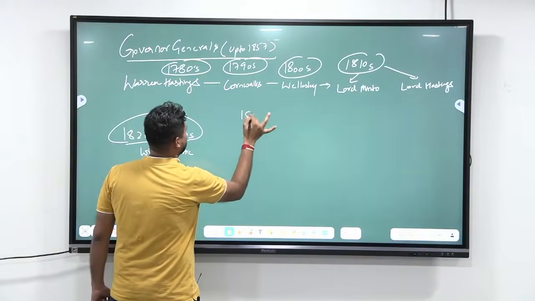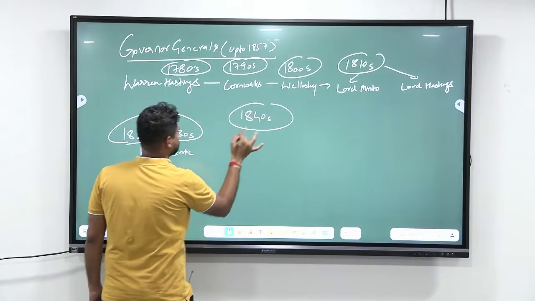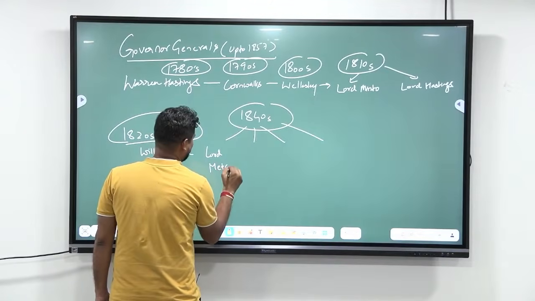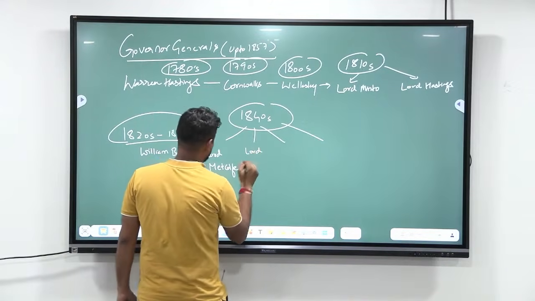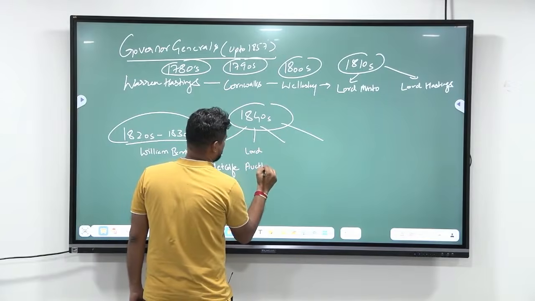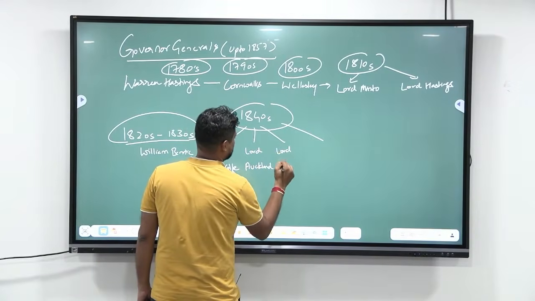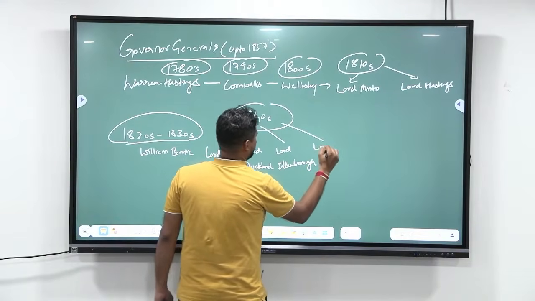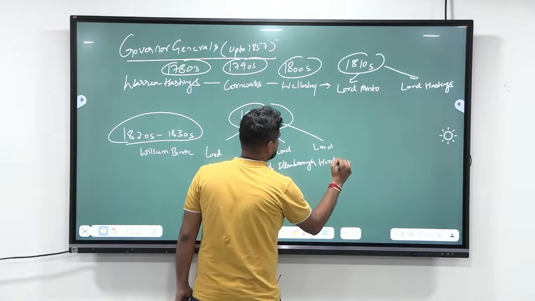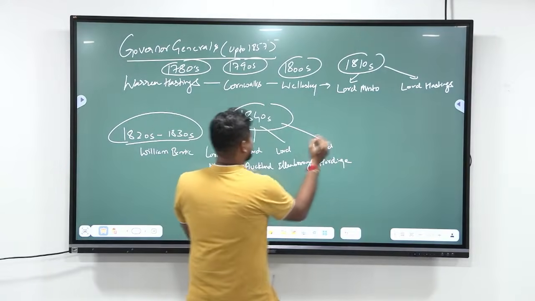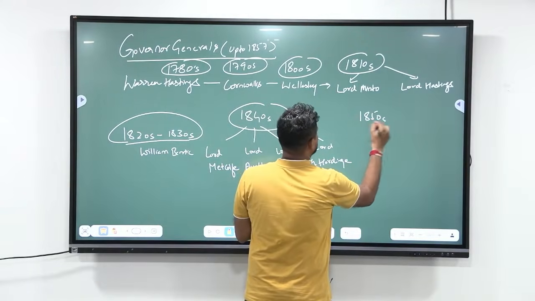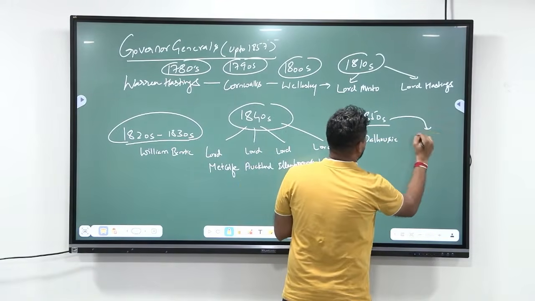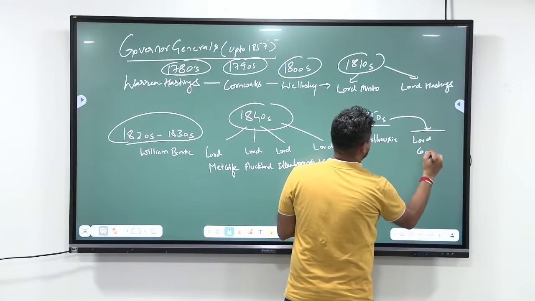And the next is a little tricky, so look at it carefully. 1840s, you have four people who come here. One is Lord Metcalfe, Lord Auckland, Lord Ellenborough, and Lord Hardinge. Okay. The next comes 1850s. You have Dalhousie, and in the 1850s you also have Lord Canning.